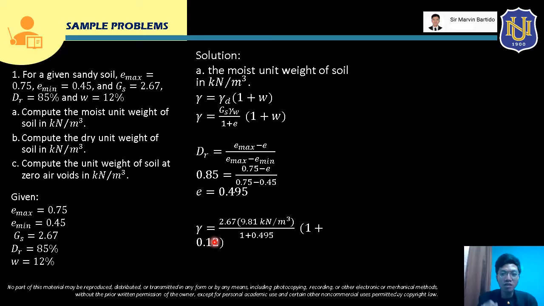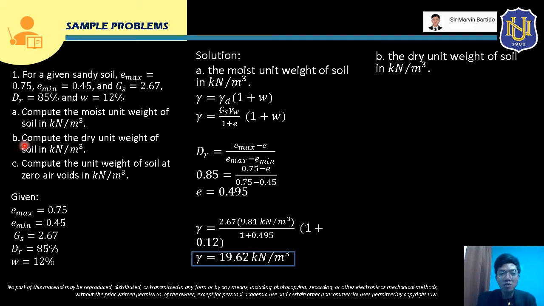Solving this using our calculator: 2.67 times 9.81 over 1 plus 0.495 times 1 plus 0.12. So that is 19.62 kilonewton per meter cube. This is now the moist unit weight, class. Okay, so you can now box that.